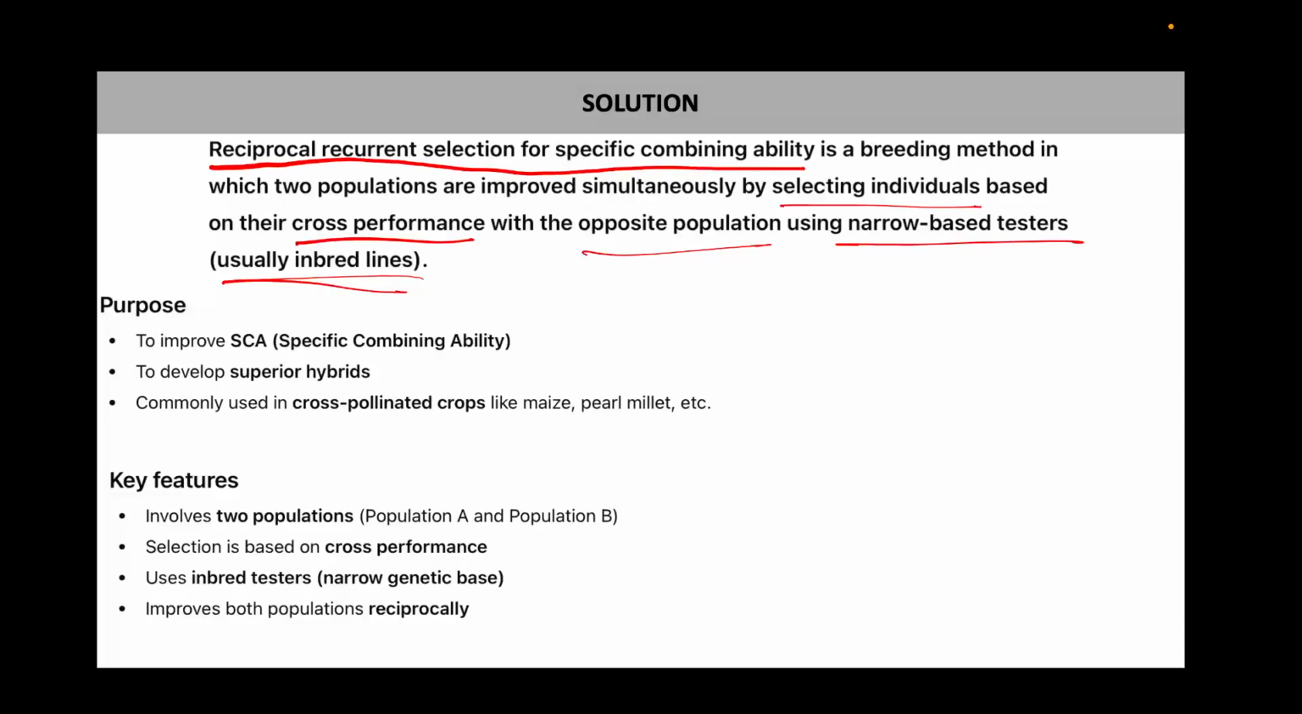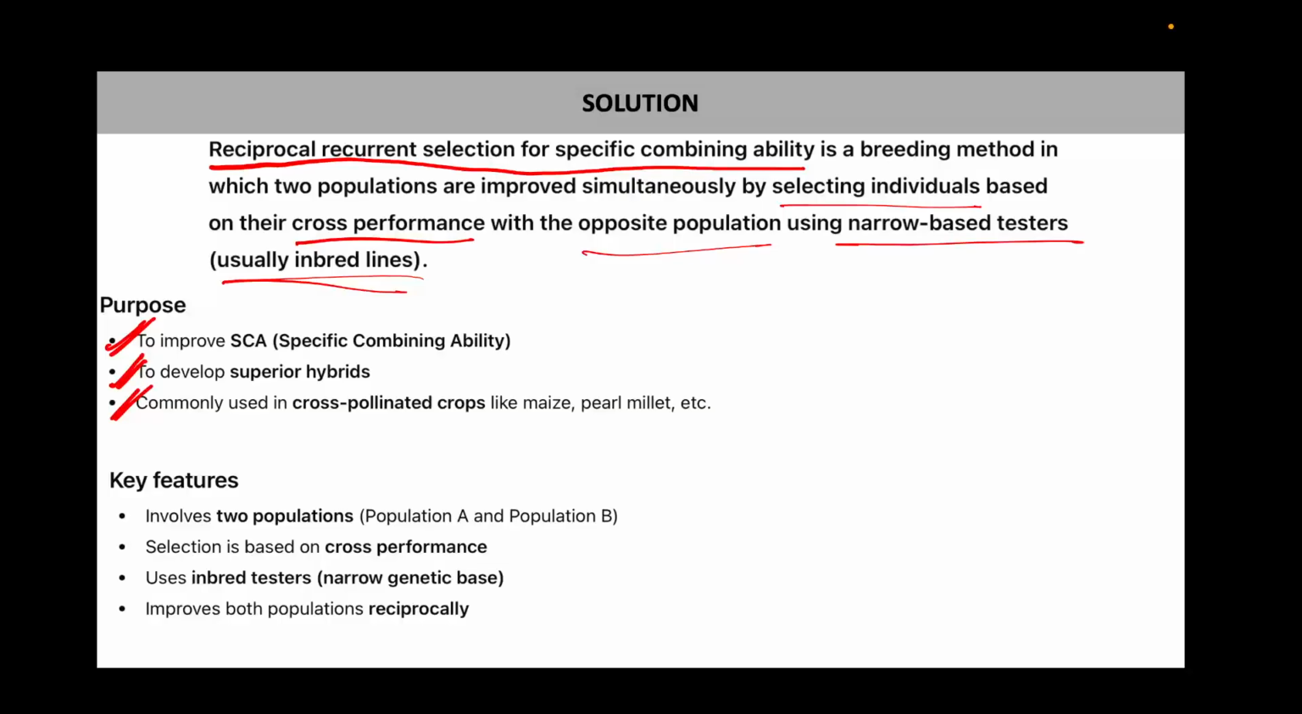Now, what is the purpose of doing it? First, the purpose is to improve the specific combining ability. Okay, so that the plants are able to combine with other populations, this particular method is done. Then, because they are able to combine, there are higher chances to develop a superior hybrid because of that. And the third is that it is more useful in cross pollinated crops like maize and pearl millet.